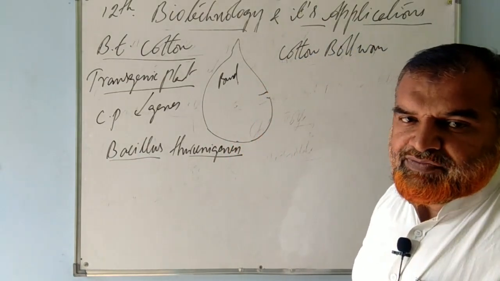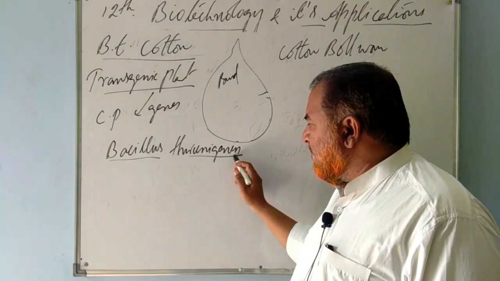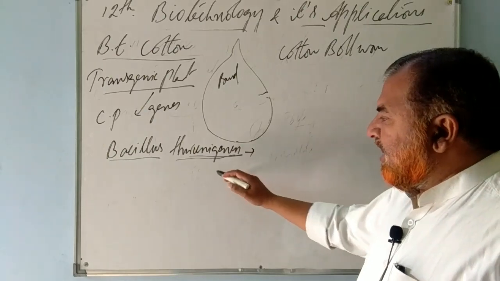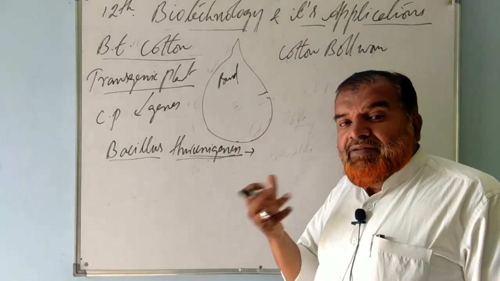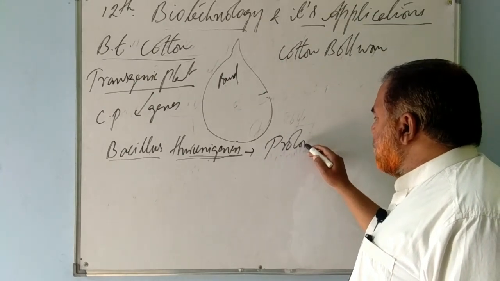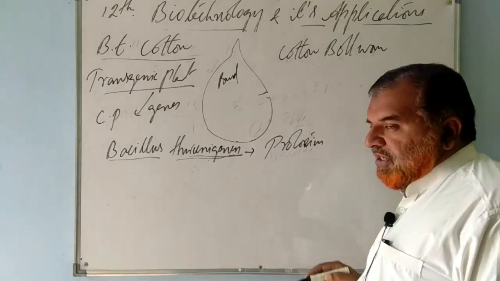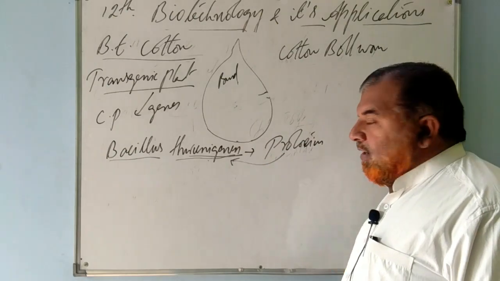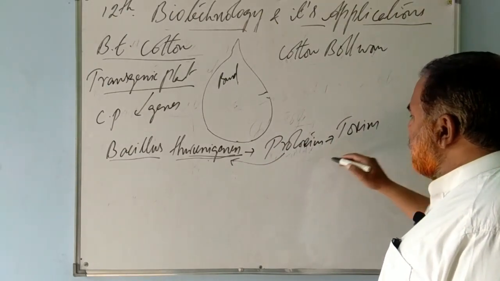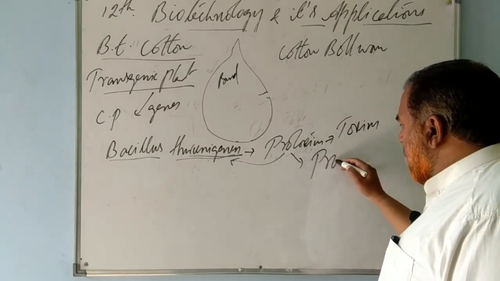You have studied Bacillus. It refers to a rod-shaped bacteria. Thuringia is a place. So Bacillus thuringiensis is the name of the bacteria species. What is the advantage of this? This bacteria used to produce proteins, but these proteins act as toxins. Hence they are referred to as protoxins.